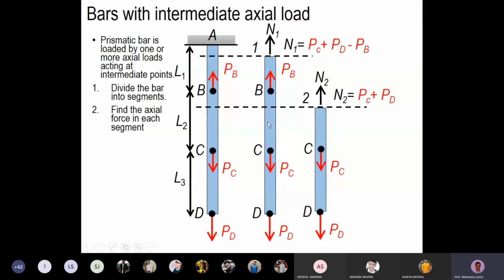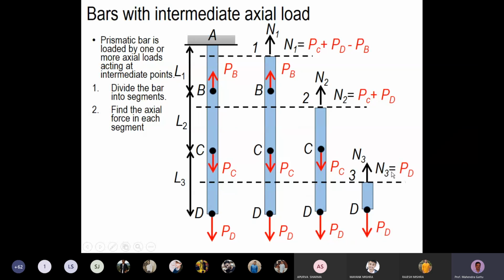So if you cut the cross section here, or if you cut the cross section there, you will have the same value for N2. So here N2 will be a pure tensile force. There is no possibility for it to be compressive because PC and PD are always downward, so it has to be always tensile force. Now we'll look into the third segment, and we cut a cross section there, and now this is the free body diagram for the bottom portion. We'll have this PD value, and at the top cross section there will be an axial force N3, and again if you do a force balance, you will get N3 is equal to PD.